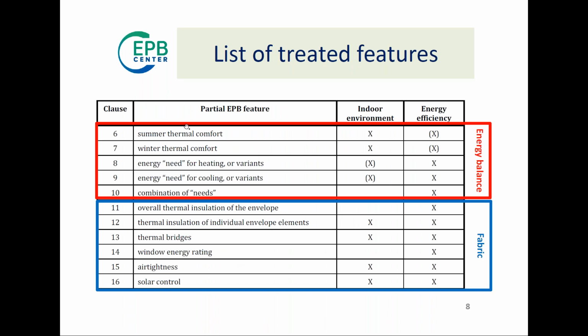So we will not have time in this presentation to discuss each of these features in detail, but they relate to the energy balance, the summer and winter thermal comfort, so the floating temperatures, and the energy needs for heating and cooling, or a combination of both. And requirements can be set for them, and depending on the purpose, whether it's mainly indoor environment or energy efficiency, or still other options are possible as motivations, one or the other feature may be more appropriate. When it comes to the fabric, there is the overall thermal insulation of the envelope, the insulation of individual components, thermal bridges, an overall energy rating of the windows, the airtightness of the envelope, and solar control aspects.